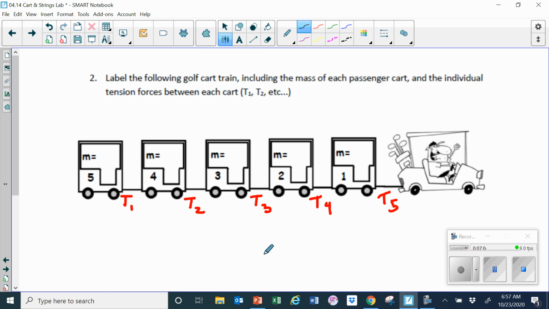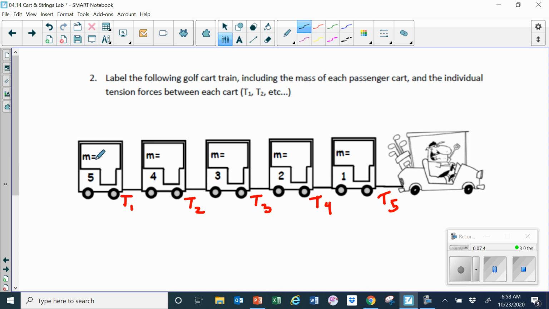So basically here's the golf cart train at the amusement park, and here's the guy driving the golf cart at the front of it, and he's pulling all the passengers in all these carts. They're all connected with a bracket. And the bracket will have some tension on it, and that tension will be a function of how much mass is behind that bracket. So I've labeled the tension in the brackets T1, T2, T3, T4, and T5. T1 is at the back and T5 is at the front.